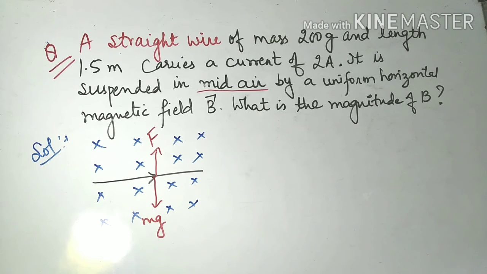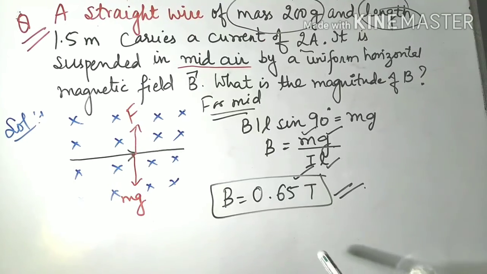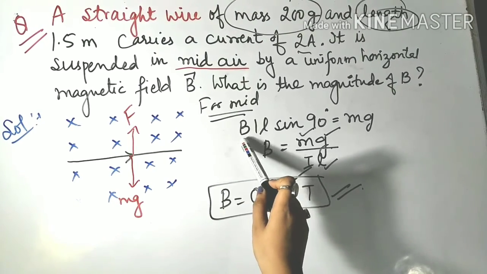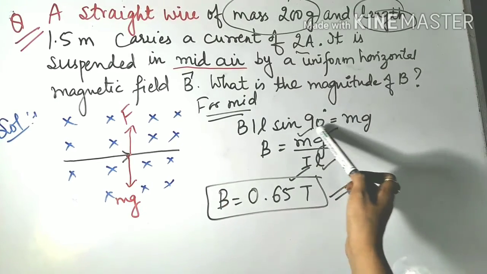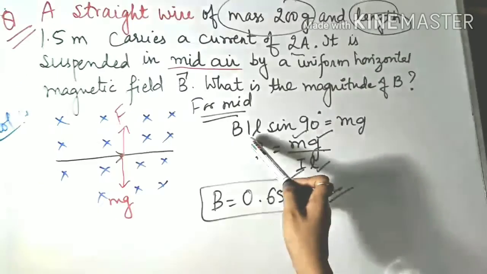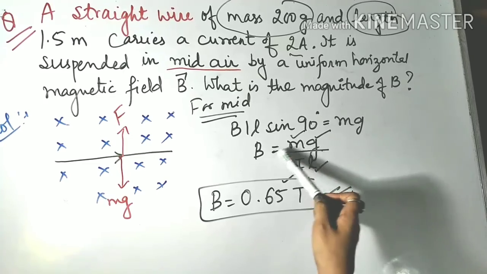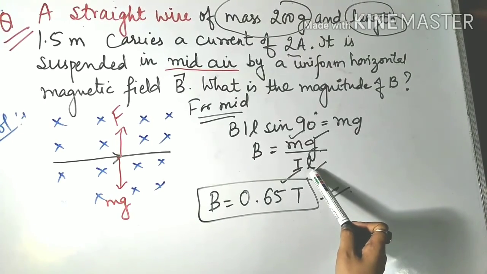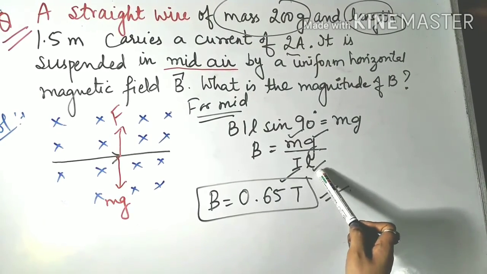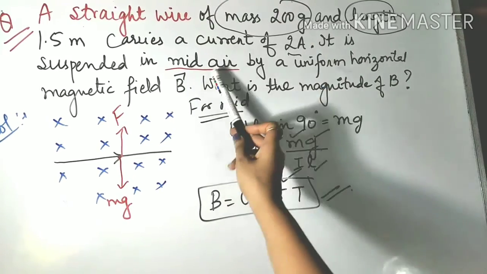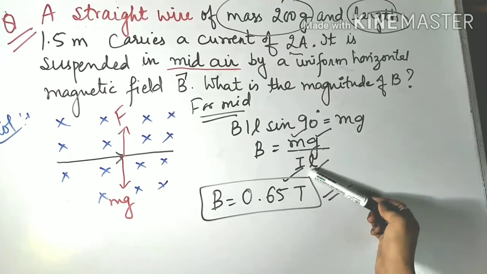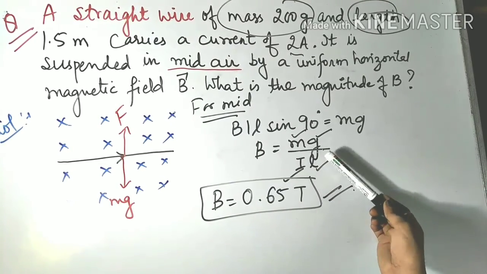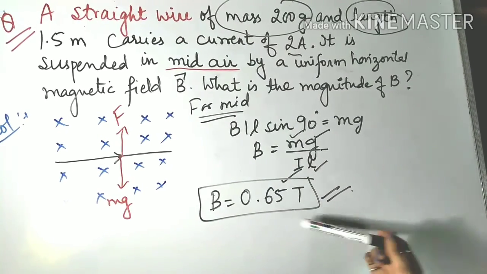So what is the formula? BIL sine 90, this force is equal to mg. So I can write B is equal to mg by IL. I can substitute all the values because everything is given to us. Mass, length and current are there, and the value of g is 9.8. So you are going to get the value of B.